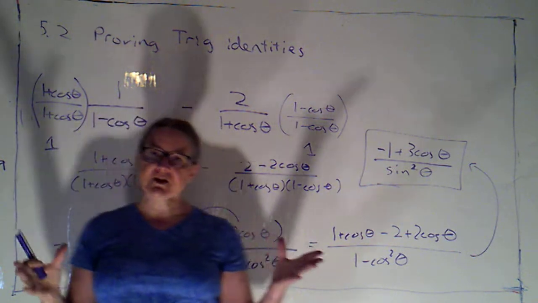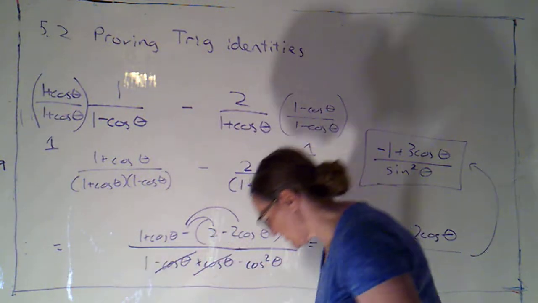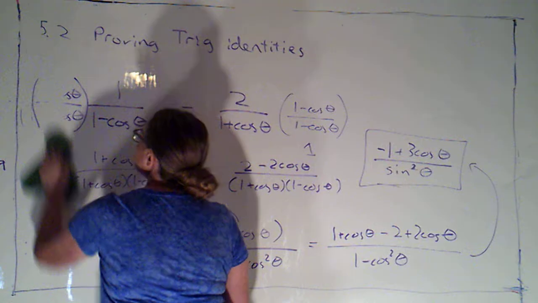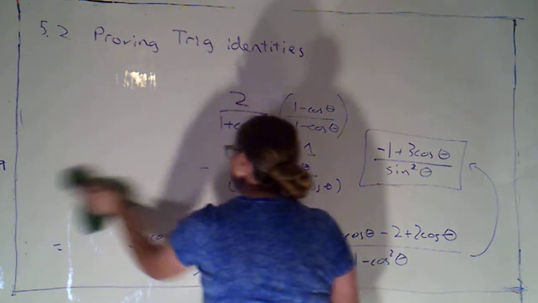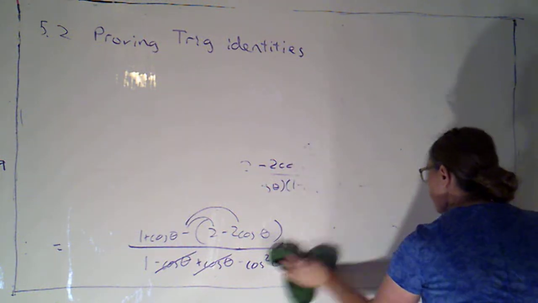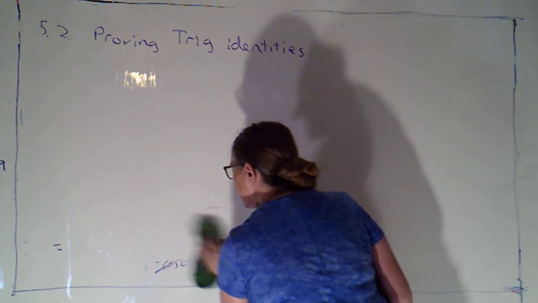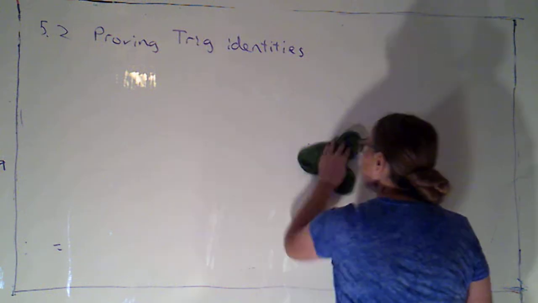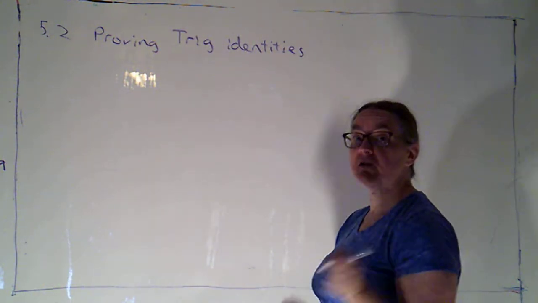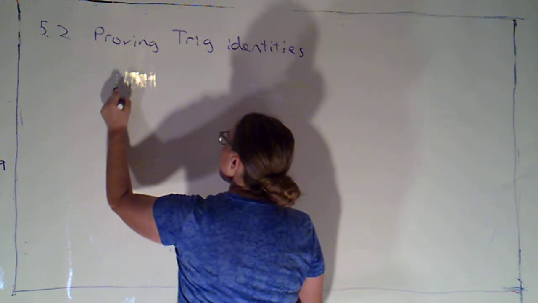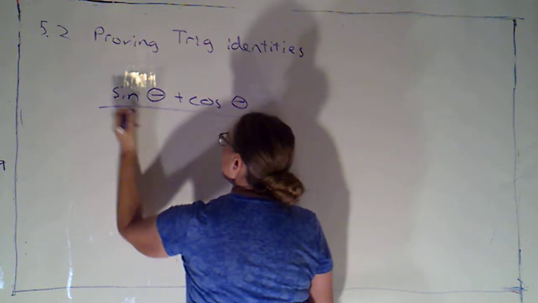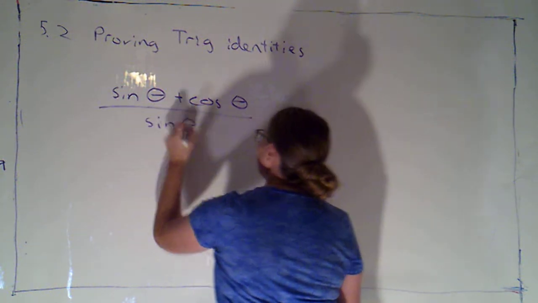Okay, so that's 2 examples of taking 2 fractions and combining them by adding or subtracting to get just a single fraction. And there are going to be times when that's going to be simplest. Now there are other times when it's going to be simpler to take one big fraction and split it up into 2 smaller fractions. So let's say I've got sine theta plus cosine theta over sine theta.